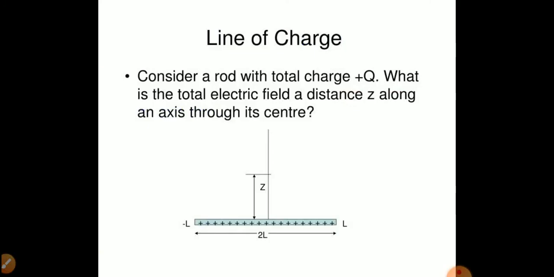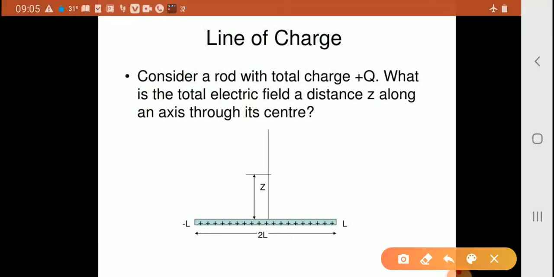Line of charge. Consider a rod with a total charge plus Q. What is the total electrical field at a distance Z along an axis through its center? Line charge, here the charge is uniformly distributed. This is the line, this is the length L.